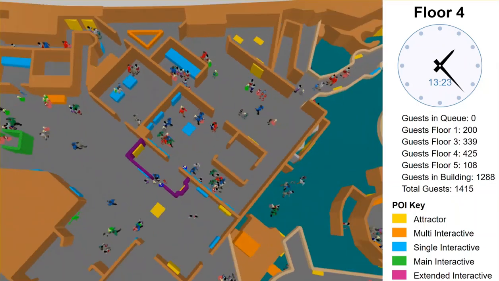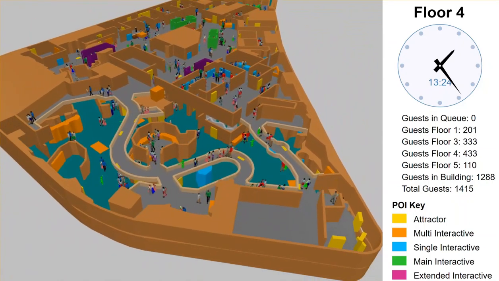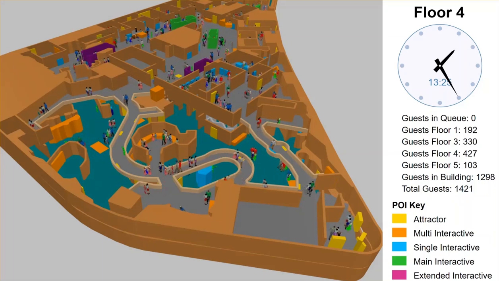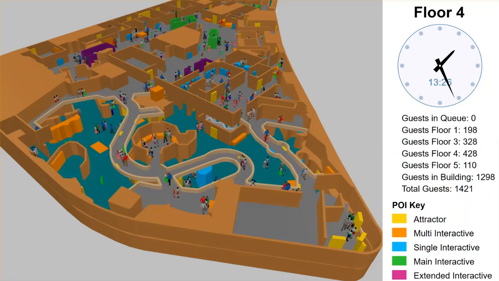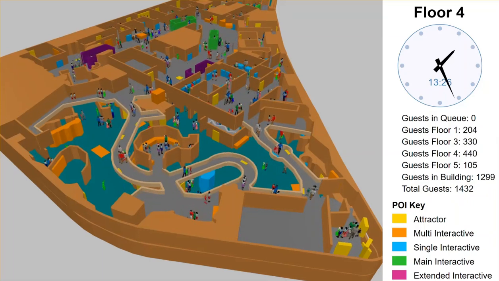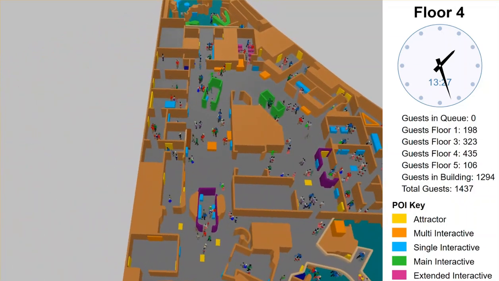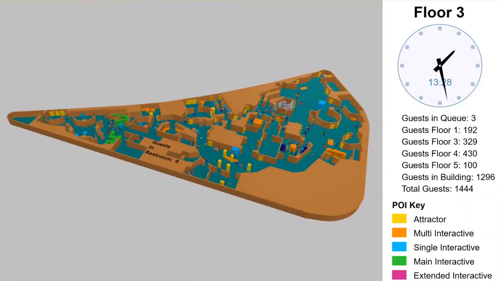Single interactives, which are represented by the blue blocks, are POIs that guests would experience and actually interact with for a longer amount of time, and only one group can experience it at a time. Main interactives, represented by the green blocks, are points of interest that are a popular attraction guests would queue for to get to experience. Extended interactives are the pink blocks, which are points of interest that multiple groups can experience at the same time, and guests can stay for a longer amount of time, like a movie clip or a projection show.